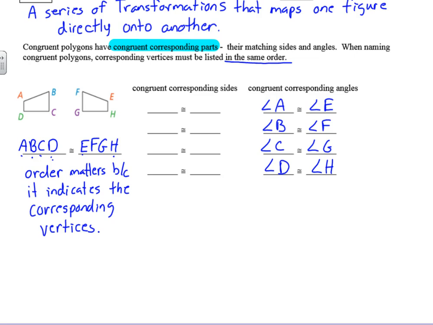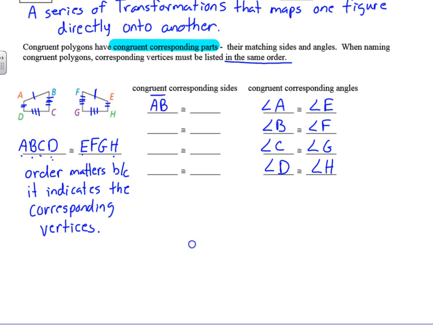Now for the sides, I'm going to come back and mark the sides. Our first side here, AB and FE, those correspond, and then EH corresponds with AD, so those are congruent. Then GH and DC, those match up, and then BC and FG. We use the different number of tick marks to indicate those sides. One tick mark and one tick mark, those sides are congruent. Two and two, those sides are congruent.